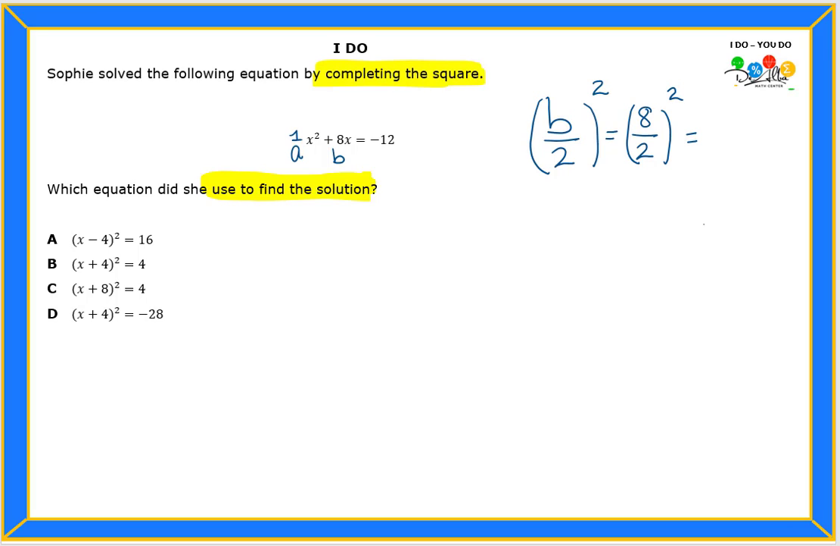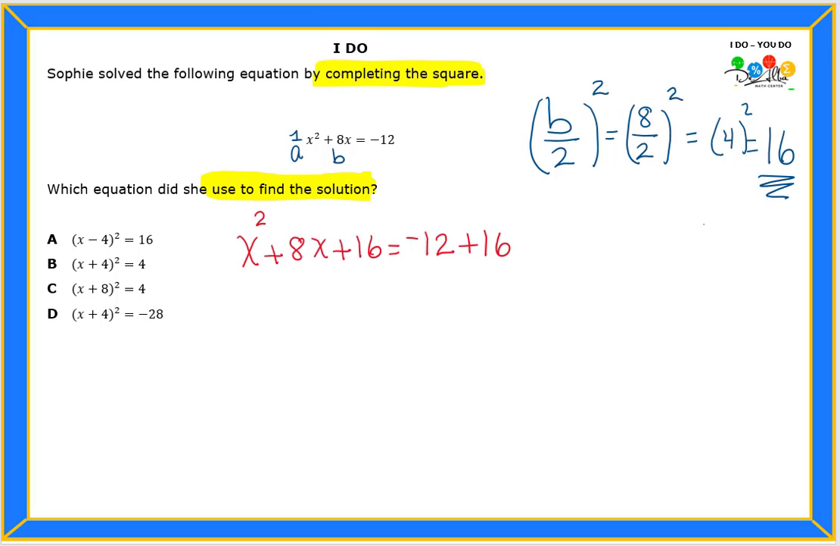8 divided by 2 is 4, and 4 to the second power is 16. Therefore, 16 is the number that I need to add to my left and my right side, of course, to make it a trinomial. Okay, so let's do that. So my new equation will be x squared plus 8x plus 16. And on the right side, remember, whatever you do on one side, you need to do to the other side. It will be a plus 16.